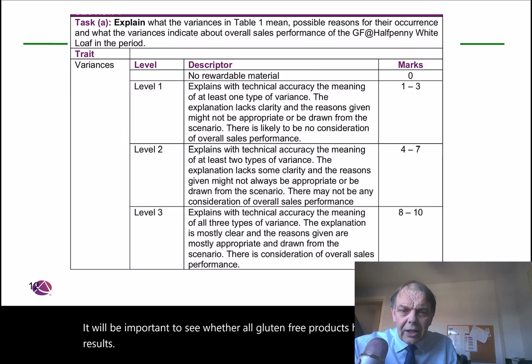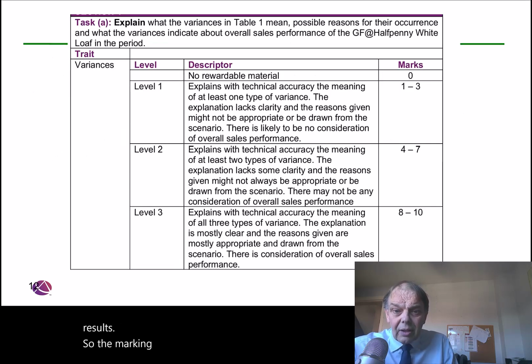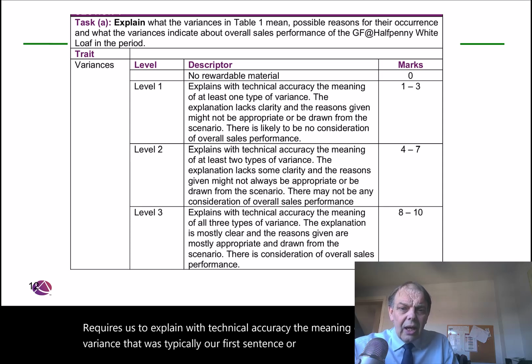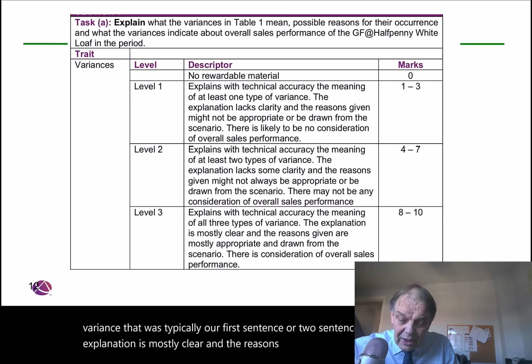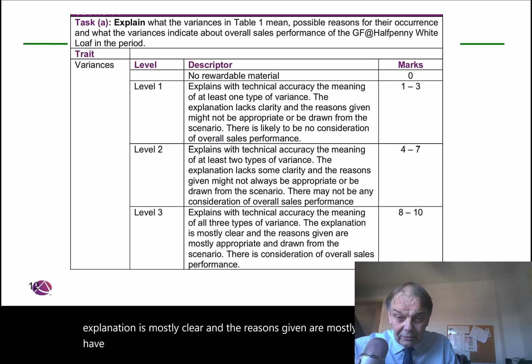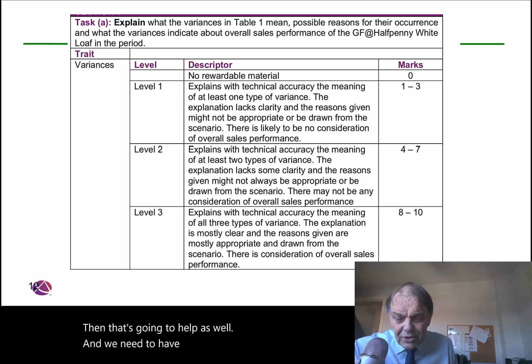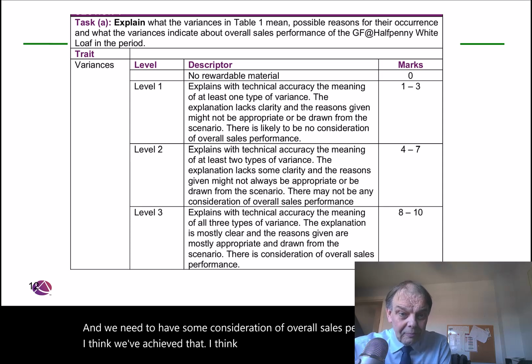So the marking scheme for level 3 requires us to explain with technical accuracy the meaning of the 3 types of variance. So that was typically our first sentence or 2 sentences. And if the explanation is mostly clear and the reasons given are mostly appropriate and have been drawn from the scenario, then that's going to help as well. And we need to have some consideration of overall sales performance. I think we've achieved that. I think we've scored a level 3.